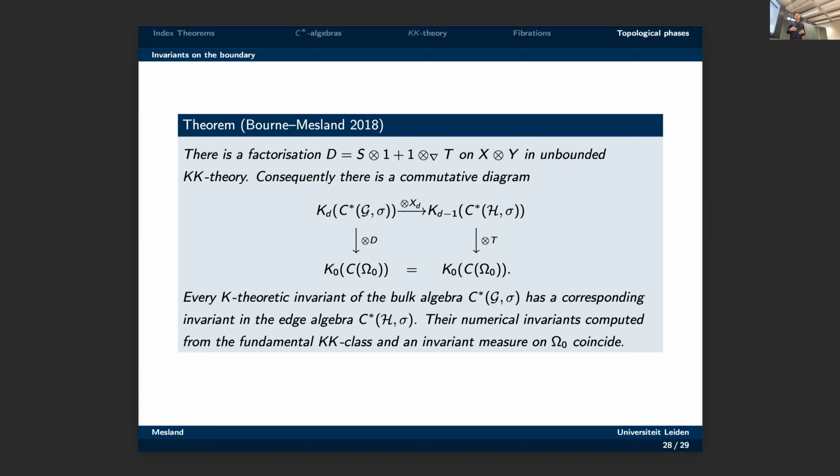And that can be encoded exactly in this operator theoretic language of this Kasparov theory that I sketched. And it can be implemented by a Kasparov product, giving a map between the K-theory of the bulk and the K-theory of the edge. And then if you compute the invariants, you get a commutative diagram. And this bulk boundary correspondence can thus be completely understood in terms of this language of C-star algebras and KK-theory, which is defined in terms of operators.